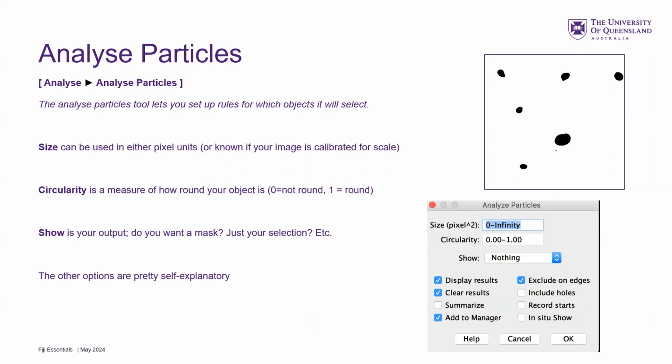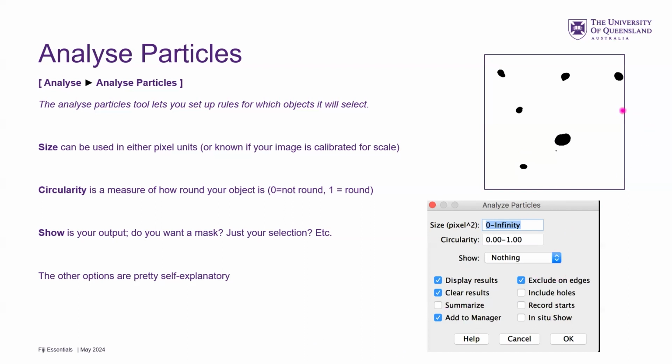Again, these are pretty self-explanatory, but if you do nothing, it just won't make a new window. And then these ones down here, I say they're pretty self-explanatory. Display results: if you just want to measure at the same time, it'll do that. Clear results: if you already had stuff in the results window, like we were measuring those crystals before, and you want to keep things tidy, you can choose clear results. It'll get rid of it first. Summarize will give you a new table that says like, I found 5 objects and the average size was X. Add to manager will dump it into the ROI manager.